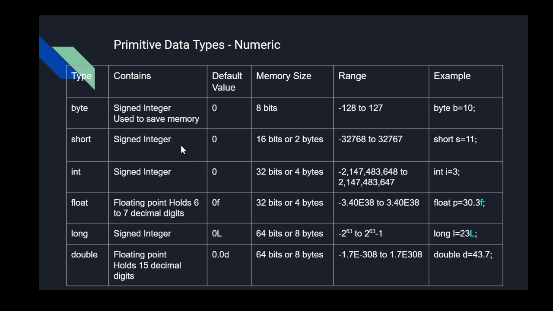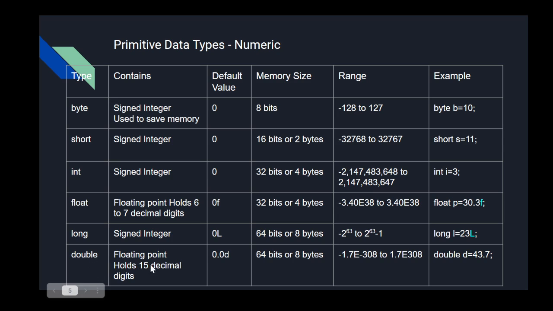Now that we're on the topic of longs, we know that it contains a signed integer. Its memory size is 64 bits or 8 bytes. Its range is negative 2 to the 63rd power to 2 to the 63rd power minus 1. You can write examples like this: long l = 23L; with a semicolon.